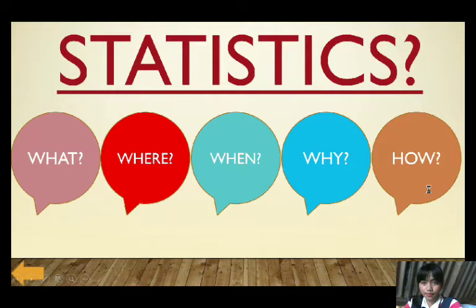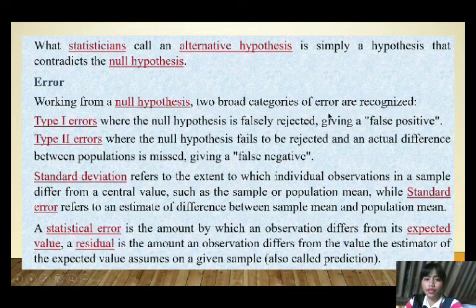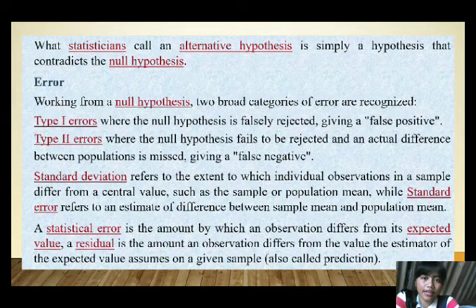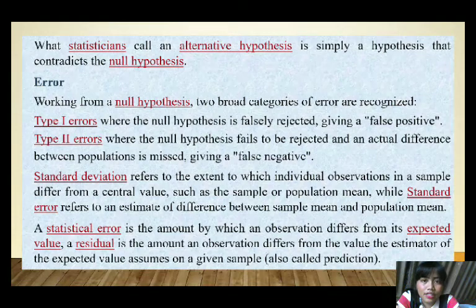So, how are we going to use this? There are different kinds of hypotheses in statistics. We have here the null hypothesis. What statisticians call an alternative hypothesis is simply a hypothesis that contradicts the null hypothesis.